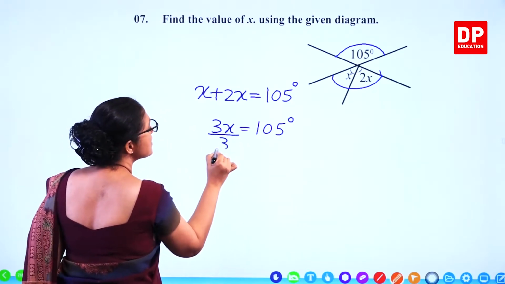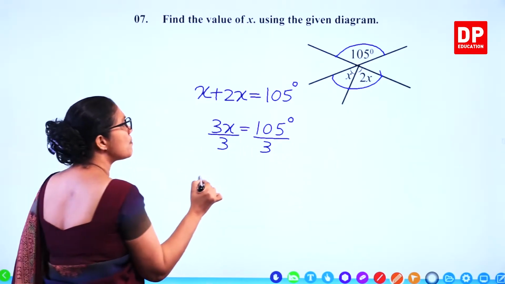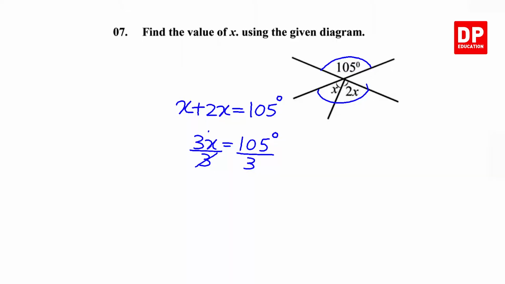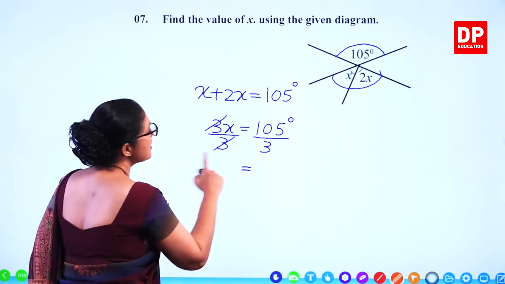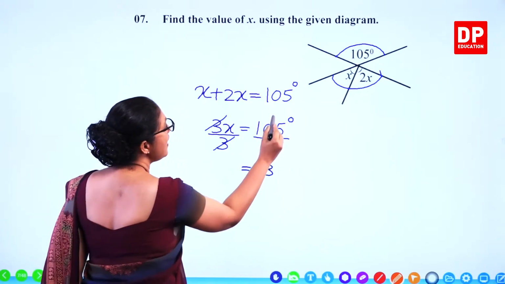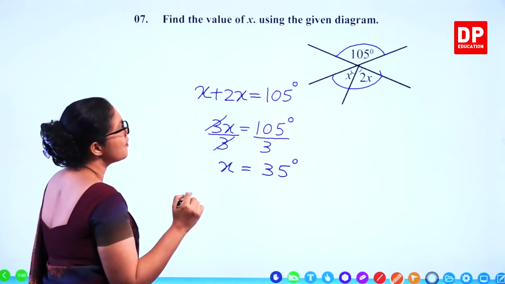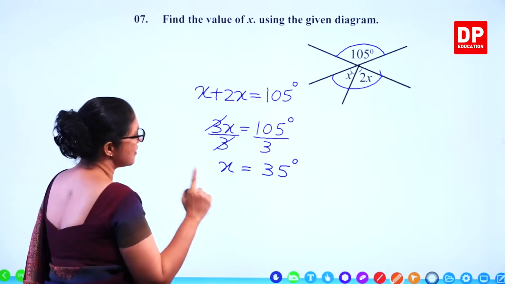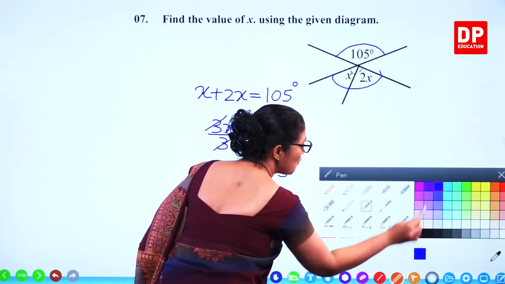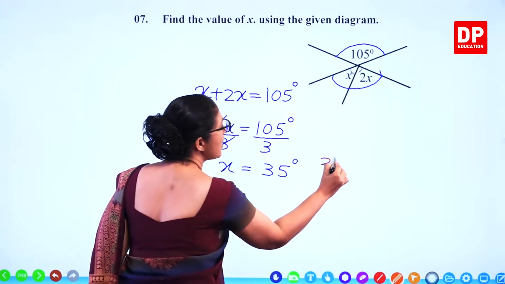So what is x? Divide both sides by 3. So here you get 3 times 3, 9, and for 15 that's 5. So x equals 35. So that's the value. So 2 marks you are getting for each question in part A.